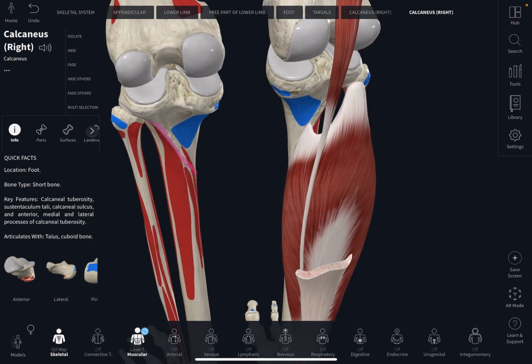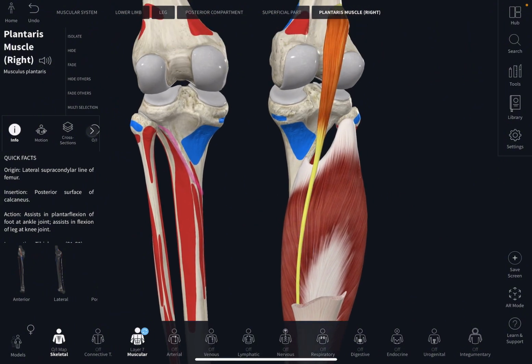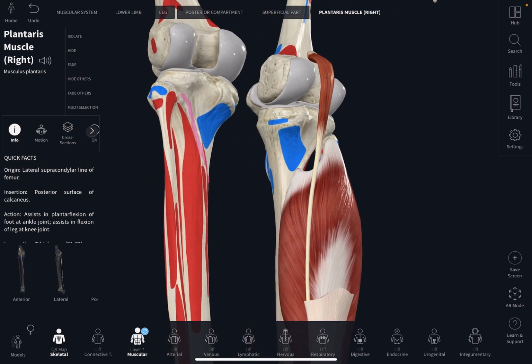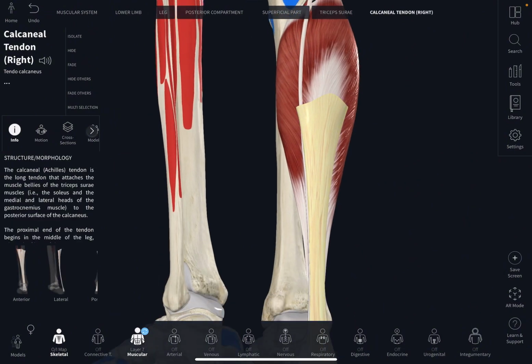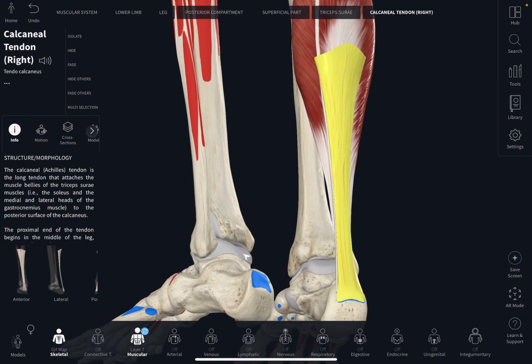So going back to plantaris, this helps weakly with plantar flexion. There could be some knee flexion since it originates from the femur. Possible proprioception as well. So this muscle, a lot of people confuse that long skinny tendon for a nerve sometimes. It's kind of called a freshman nerve, but it's not a nerve. It just gets mistaken for that. The calcaneal tendon is one of the strongest tendons. It is the strongest tendon in the body.